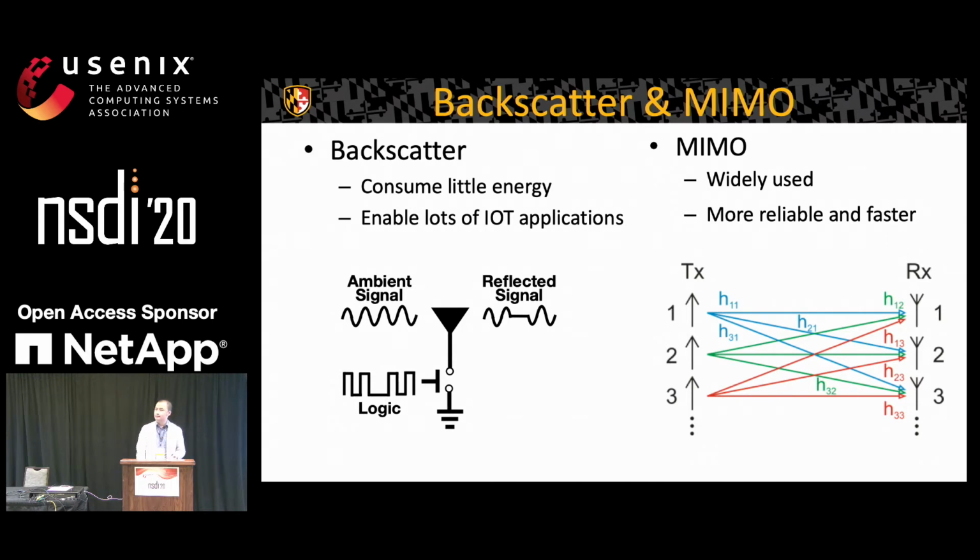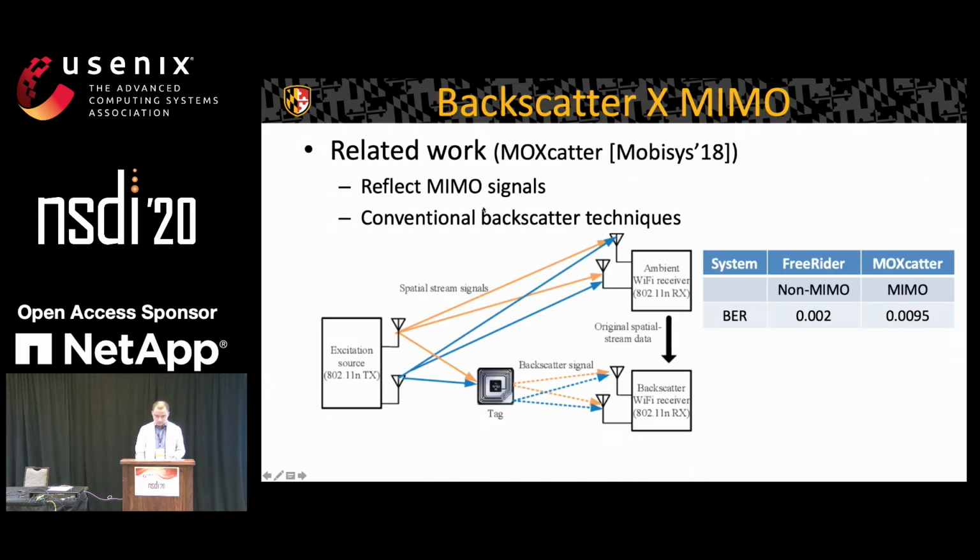On the other hand, the MIMO has been widely used and become an essential element in advanced wireless communications, such as Wi-Fi, LTE, and 5G. However, little work has effectively integrated MIMO technique into the backscatter system. The only related work, MOXcatter, tries to reflect MIMO signals from the Wi-Fi MIMO sender.